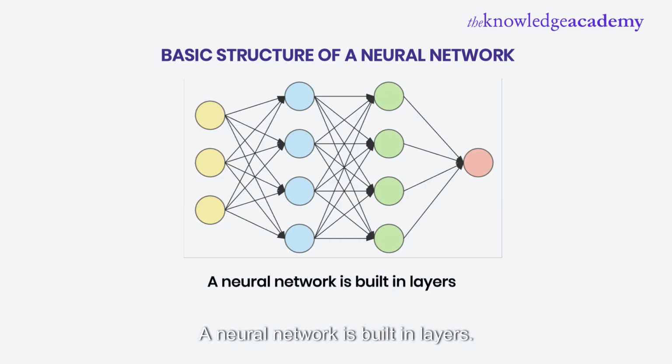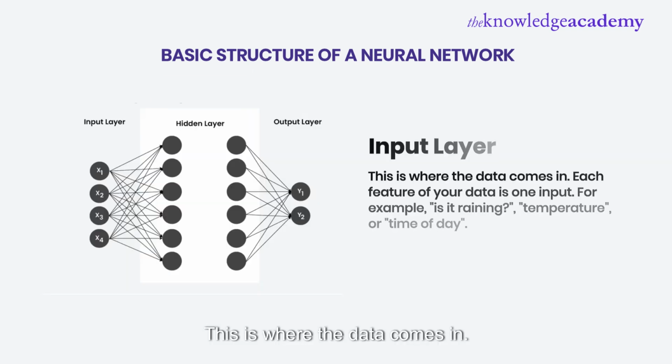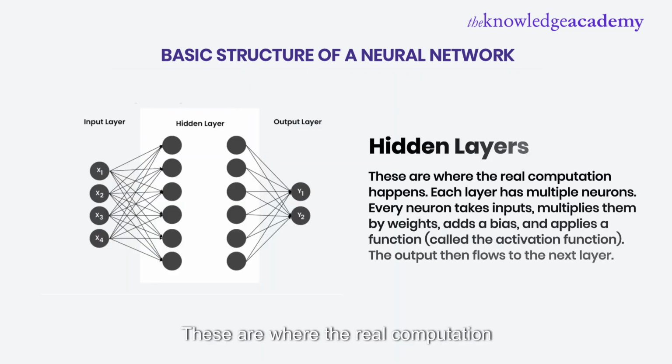A neural network is built in layers. First is the input layer. This is where the data comes in. Each feature of your data is one input. For example, is it raining, temperature, or time of day? Second is hidden layers. These are where the real computation happens. Each layer has multiple neurons. Every neuron takes inputs, multiplies them by weights, adds a bias, and applies a function called the activation function. The output then flows to the next layer.